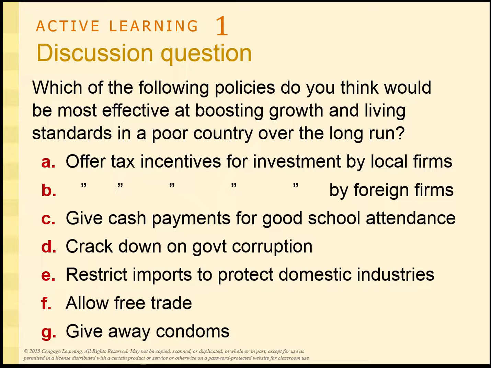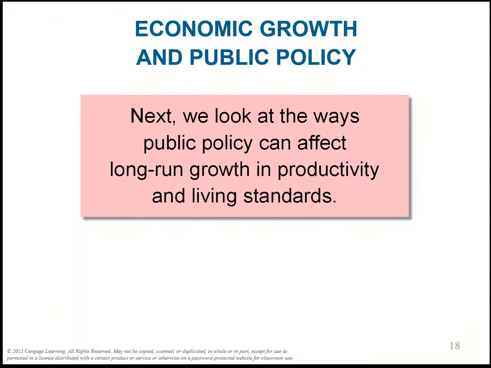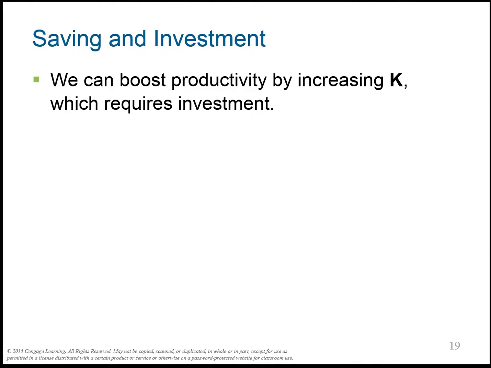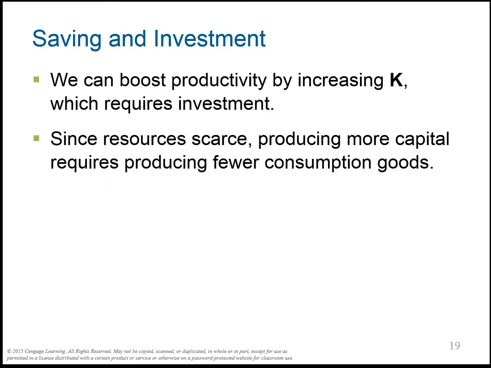All right, welcome back. I'm going to go through these one at a time by looking at how public policy can affect Y over L. So the first thing, we know that if we can increase K, it will help K over L go up, which will make Y over L go up, right? Well, in order to increase K, you have to have investment. You have to invest in more capital, more tractors, more computers, whatever it is.